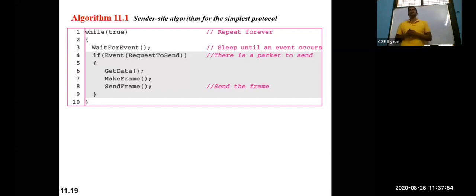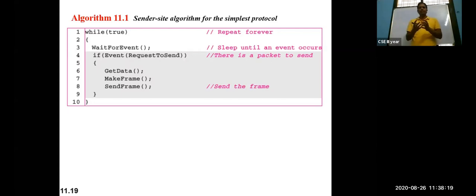Now come next. If that event is a request to send, a request from the network layer, and if that event happens, then perform this. What are you supposed to perform? Get the data from the network layer, get data.